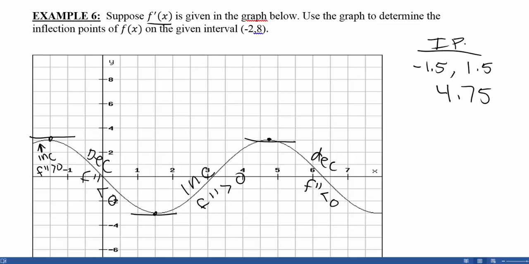So here there were 3 places where I changed from increasing to decreasing or decreasing to increasing, which means the sign of the second derivative changed. And if the sign of the second derivative changes, that means the concavity of the original function changes, which means we have an inflection point. So there were 3 places I was able to identify where I have an inflection point on the original function using the first derivative graph. Let's look at another example.